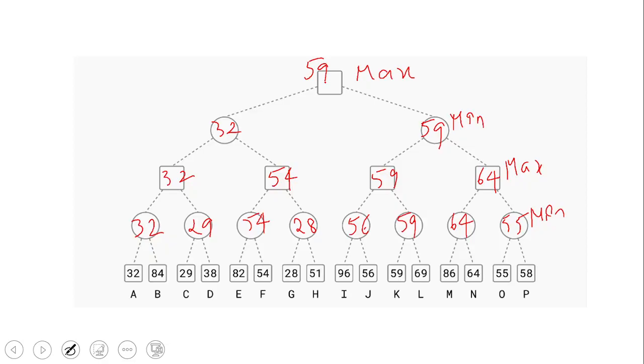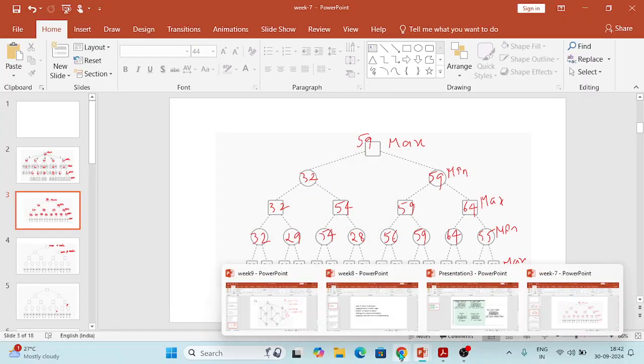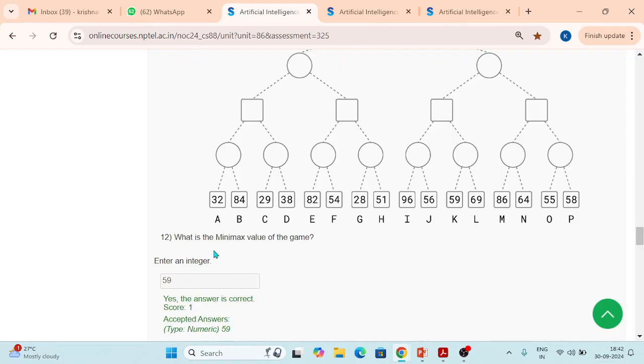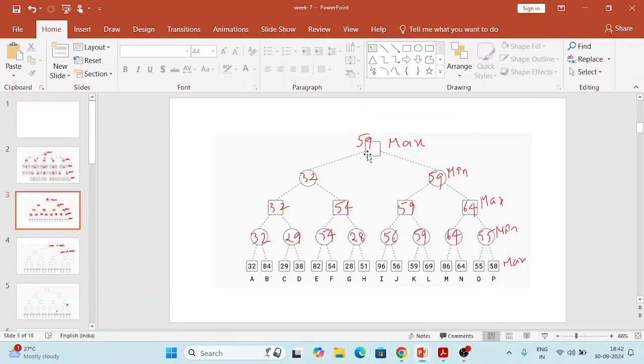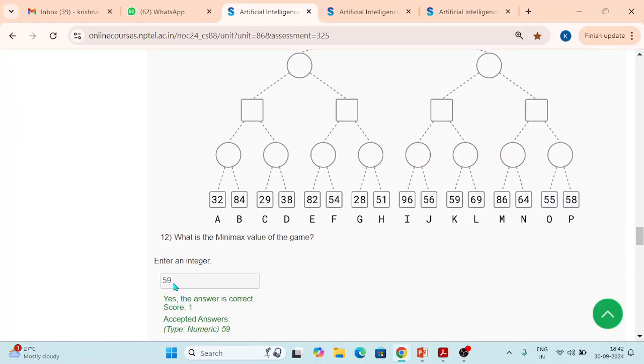Okay, like this we will go minimum, maximum, minimum. So the boxes are the maximum nodes, circles are the minimum nodes. Okay, so 59 we got. We'll see the questions now. What is the minimax value of the game? After performing the algorithm, we got 59 as the root value. So 59 is the value.